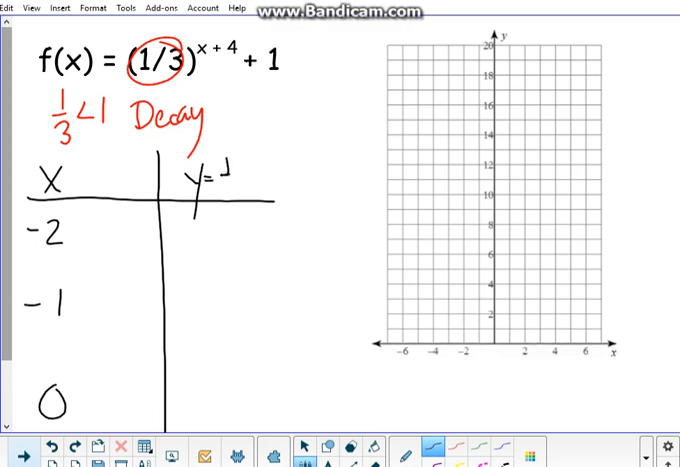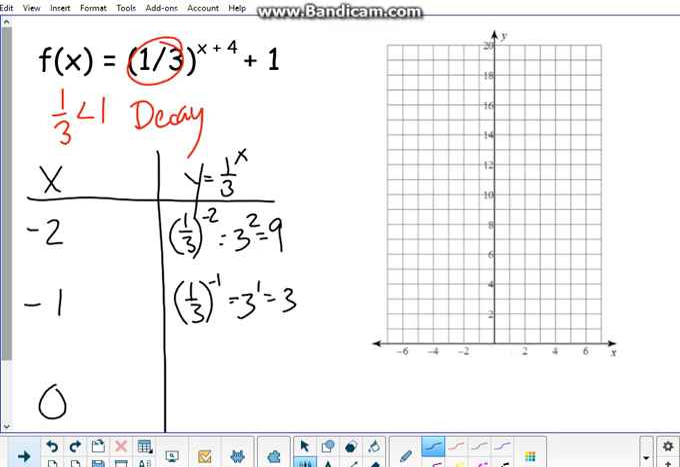My parent function is y equals 1 over 3 to the x. So that means we have 1 over 3 to the -2. Reciprocal of 1 over 3 is 3. 3 squared is 9. Next point, 1 over 3 to the -1 is going to be 3 to the first power, and that's 3. Next one, 1 over 3 to the 0 power. Well, that is 1, and we've got all our points.